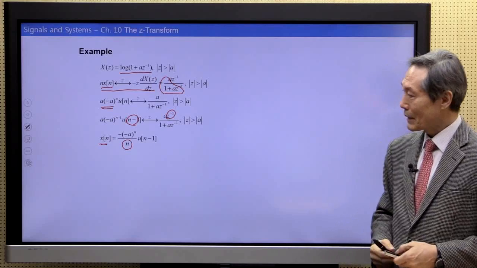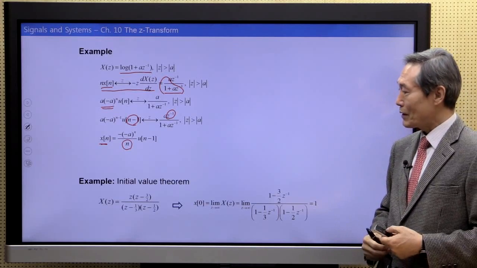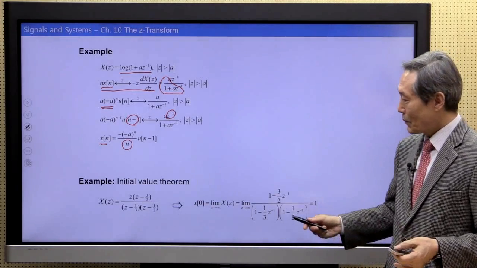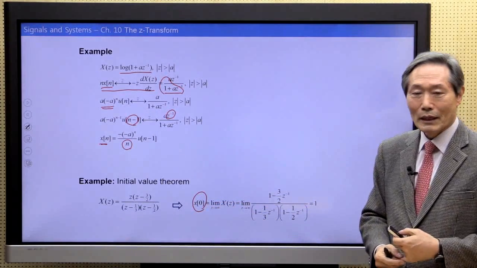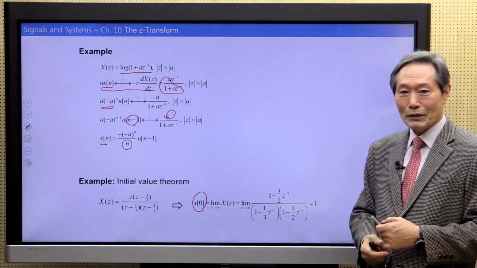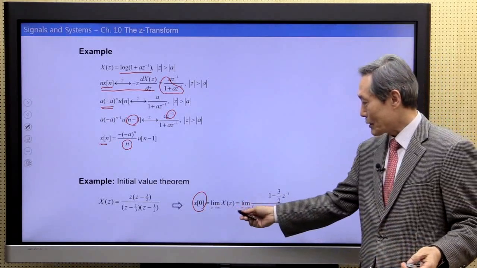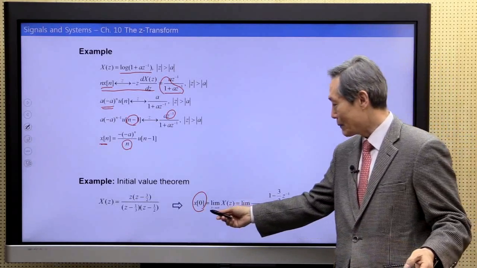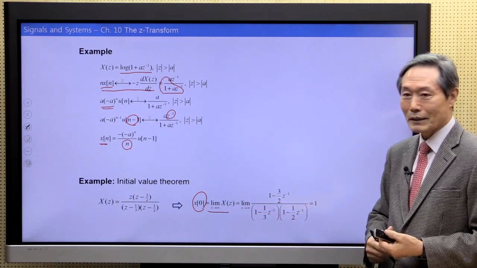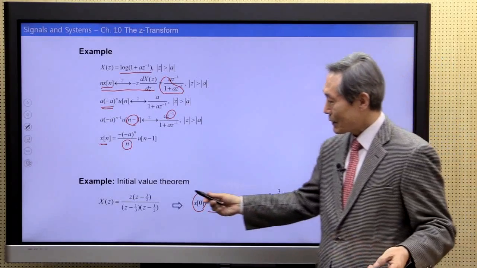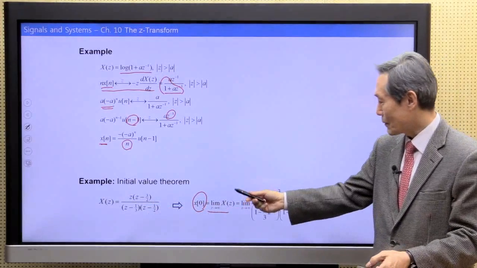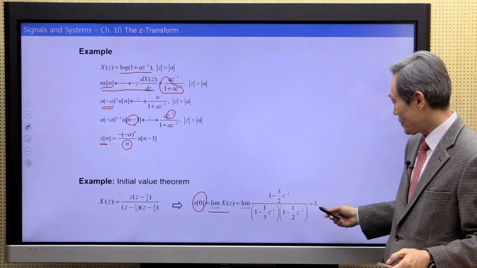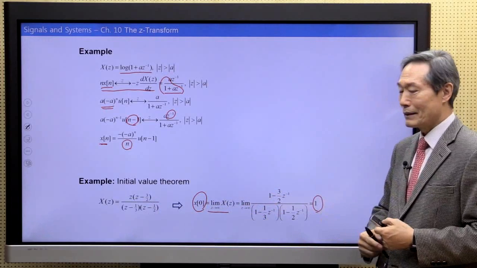Okay? The next, initial value theorem. We can determine the initial value in the time domain directly from the G-transform X(g) by taking the limit as g goes to infinity. Given that G-transform, we can determine the initial value from this relation to be 1.